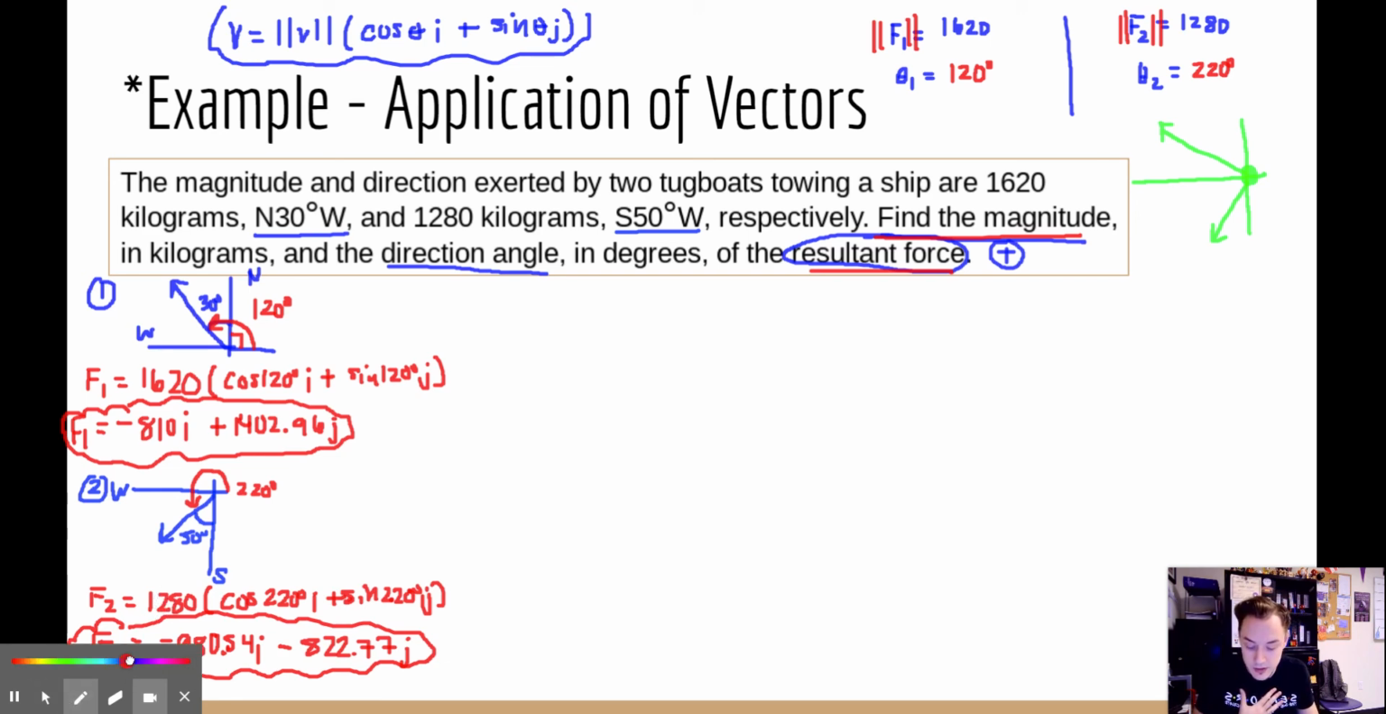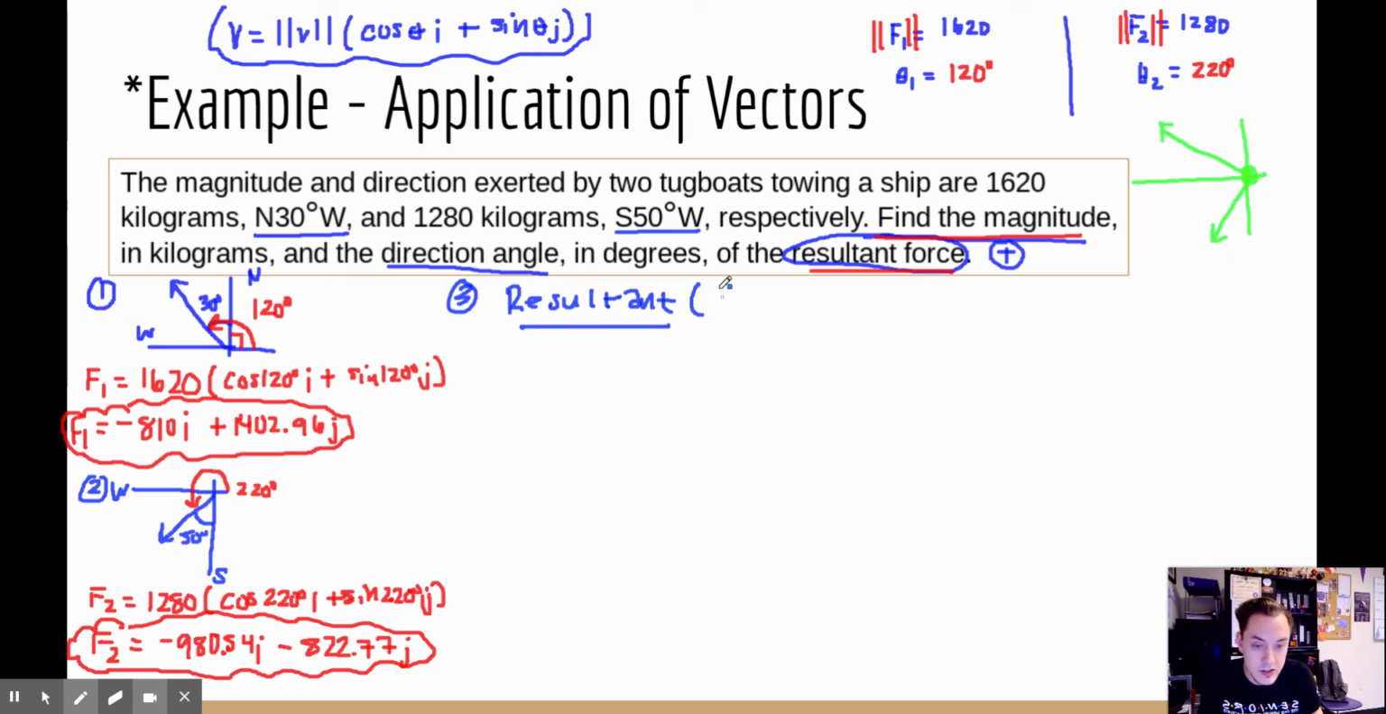So that brings me to the third step. You ready? I now want to find the resultant. What is my resultant? How do I find it? All I have to do is take f of 1 plus f of 2. I take my two vectors that I found and put in vector form, when they just gave me the bearings, the directional angle and the magnitude. I found the vectors of both of them, and now I just need to add them. This is going to get really complicated, but we can do it.